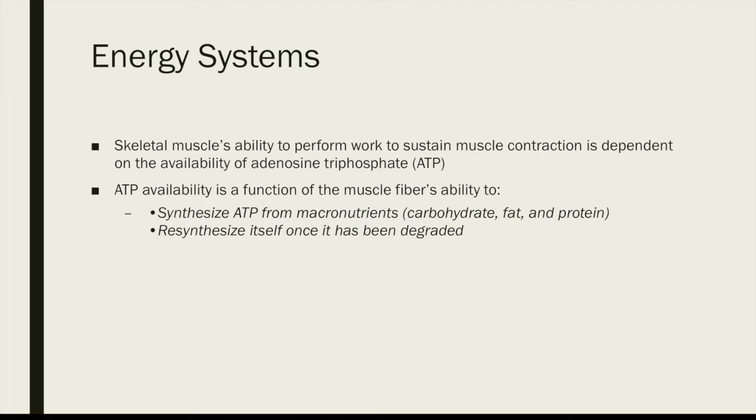So, energy system. The skeletal muscle's ability to perform work and sustain muscle contraction is dependent on the availability of adenosine triphosphate, which we call ATP. From here on out, ATP is basically the availability of energy. ATP's availability is a function of the muscle fiber's ability to synthesize ATP from macronutrients, which are carbohydrates, fats, and proteins, and to resynthesize itself once it's been degraded. So these are the two ways that ATP is able to become available, whether from the intake of your foods or its ability to resynthesize itself at a cellular level.